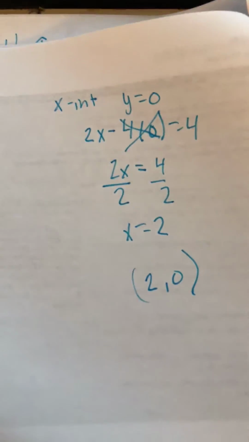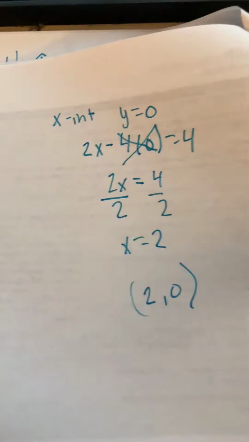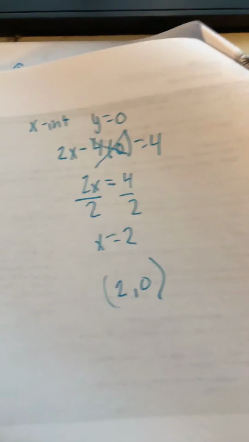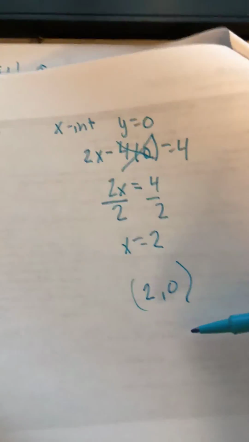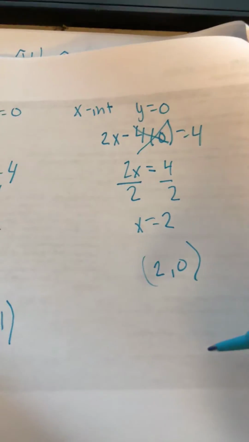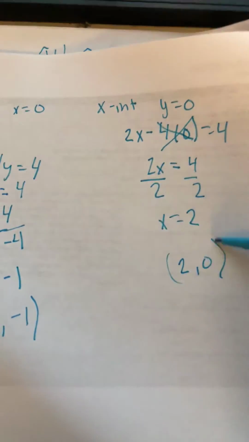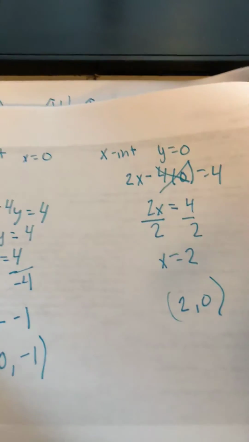You guys, it is important to take that next step and make sure that it's written in an ordered pair, because a lot of your tests will make sure that it's written in an ordered pair. So you will get x is equal to 2, but the answer choices will be in ordered pairs. So please make sure that you are writing it in ordered pairs. Awesome.